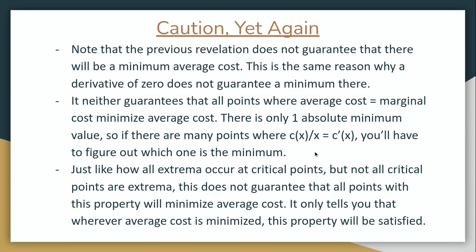We said that average cost is going to be minimized when its derivative is 0. We found that when its derivative is 0, this is what we get. But remember, when the derivative is 0, that doesn't guarantee there's going to be a minimum there, from all the stuff we talked about earlier. Just because there's a derivative of 0 doesn't mean there's going to be a minimum there. So just because this is true doesn't mean there's going to be a minimum there either. That's the logic. Cool with that?